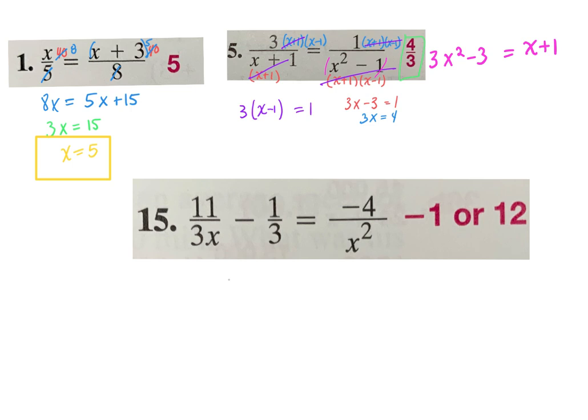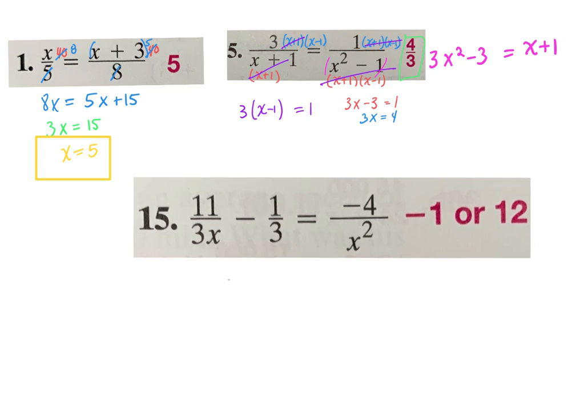So for this one, my common denominator, I'm going to look at 3x, 3 and 3x squared. My common denominator between my numbers is 3. Between my variables, I have x and x squared. And remember, you use your highest. So you're going to use 3x squared here. So I'm going to multiply everything by 3x squared.